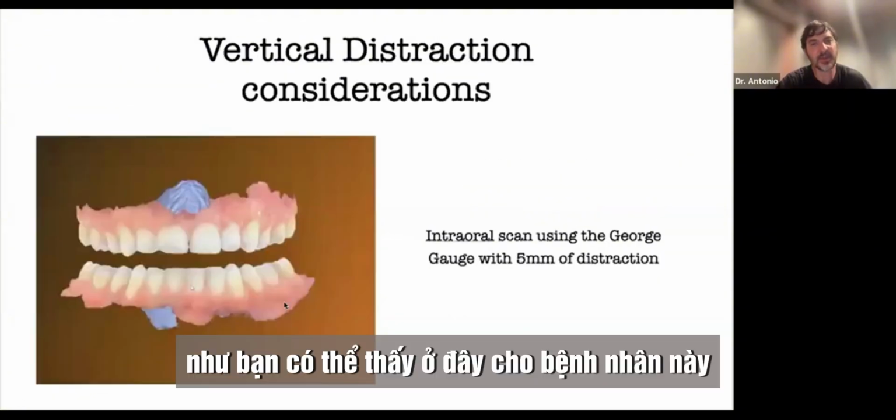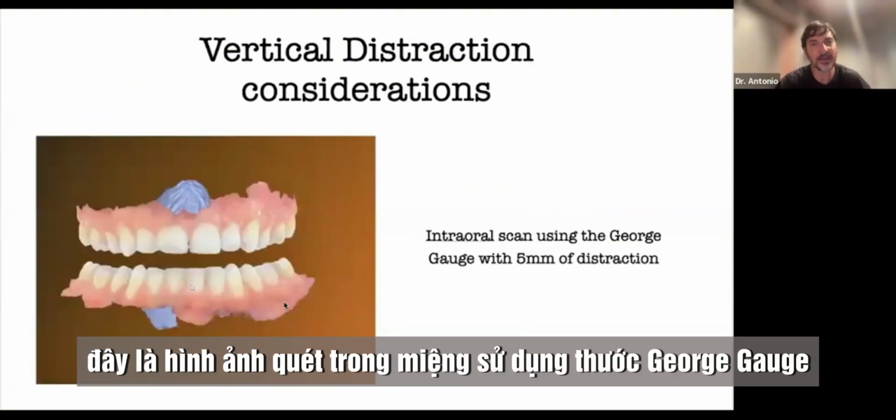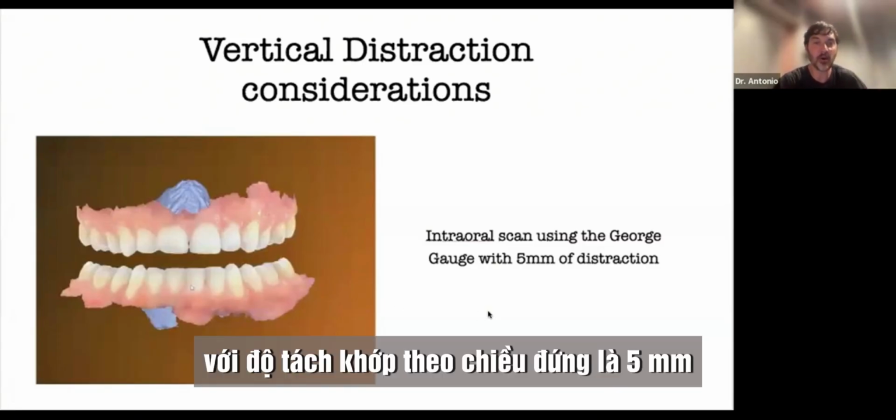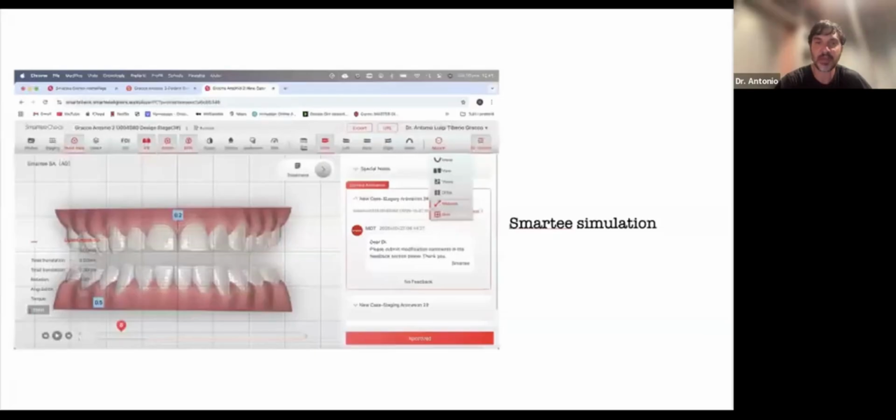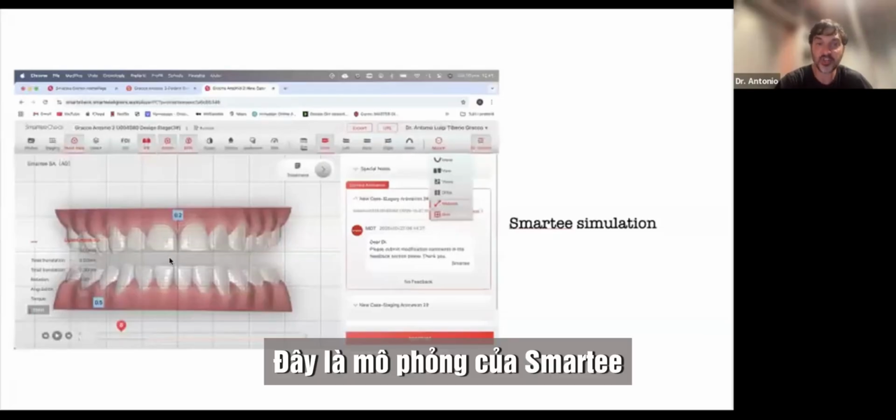As you can see for this patient, this is the intraoral scan using the George gauge with 5 millimeters of vertical distraction. This is the Smartee simulation.